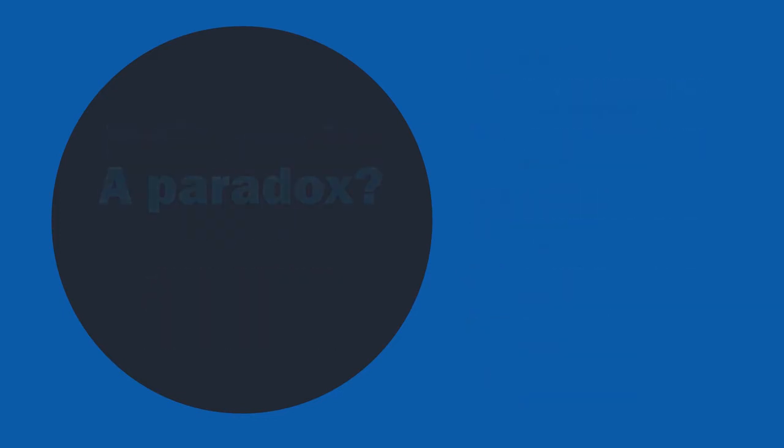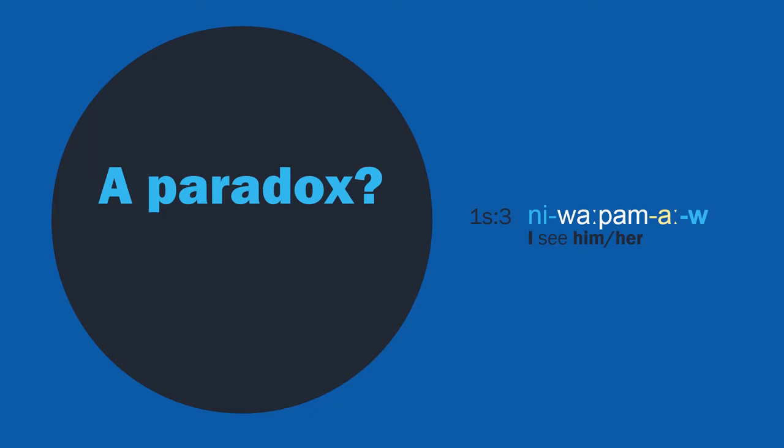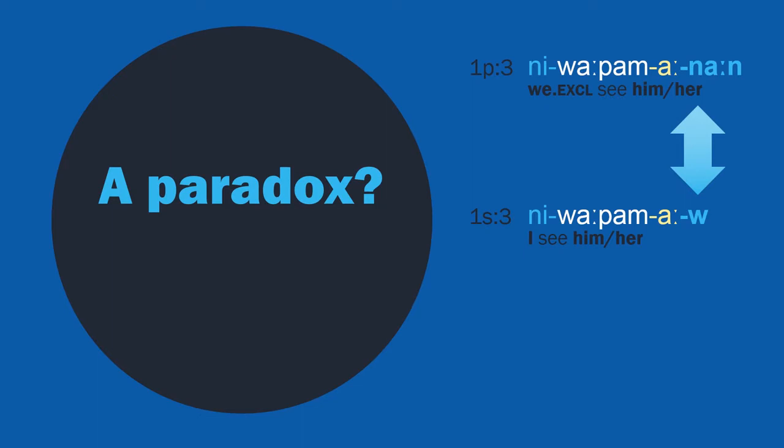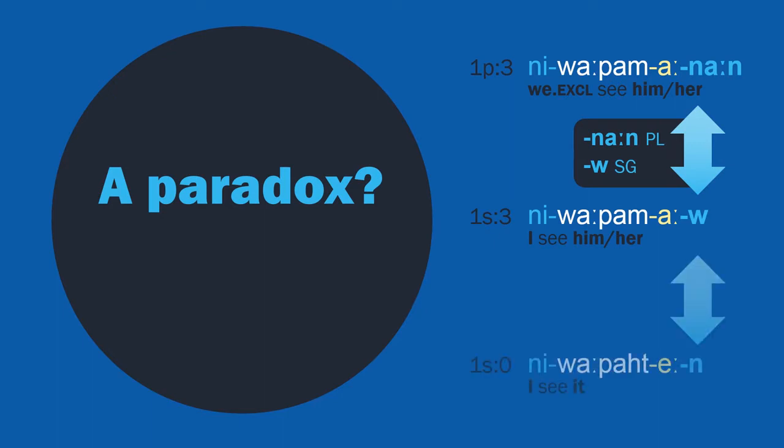So we seem to have a bit of a paradox. If we take a form with W, like the form that means I see him or her, and compare it with a form like we see him or her, it looks like the contrast between the suffix non and the suffix w is telling us whether the subject is plural we or singular I. If we instead compare it with a form like I see it, it looks like the contrast between the suffix w and the suffix n is telling us whether the object is animate him or her or inanimate it.